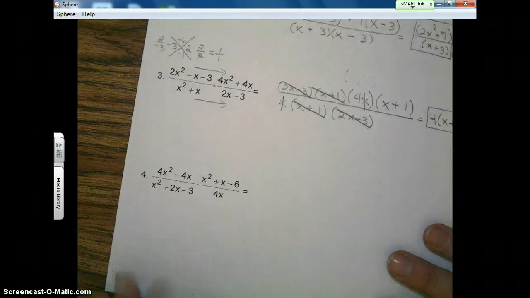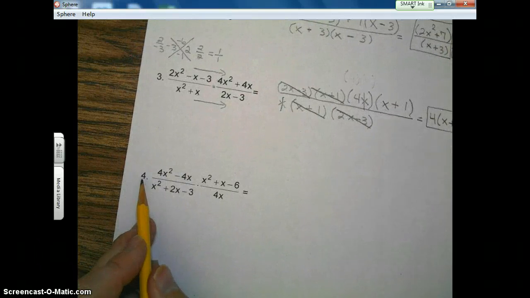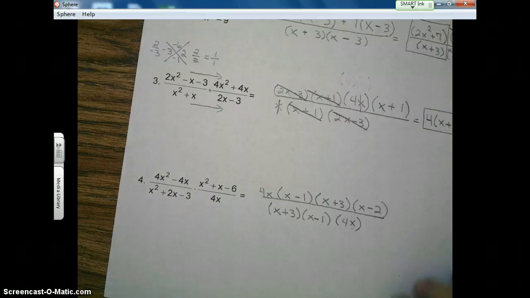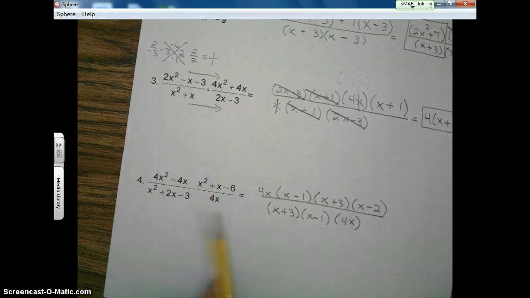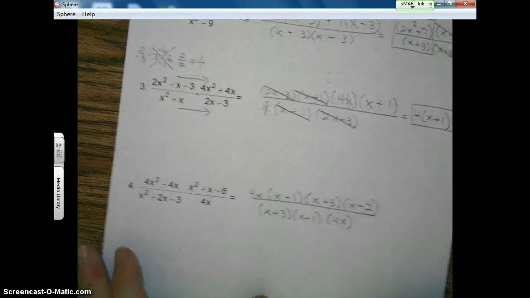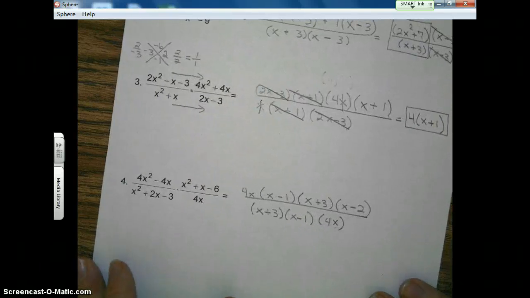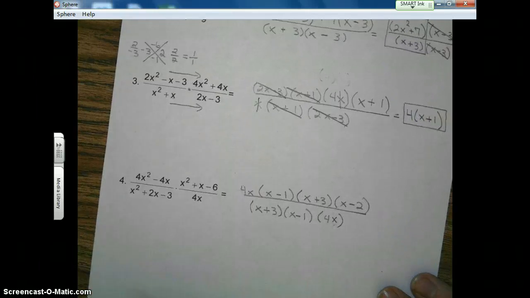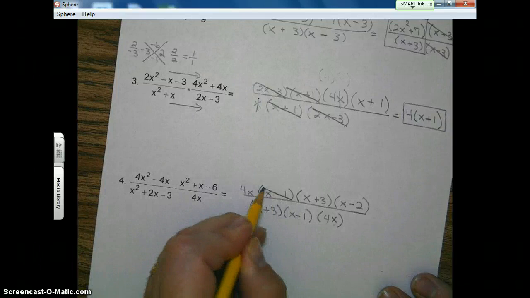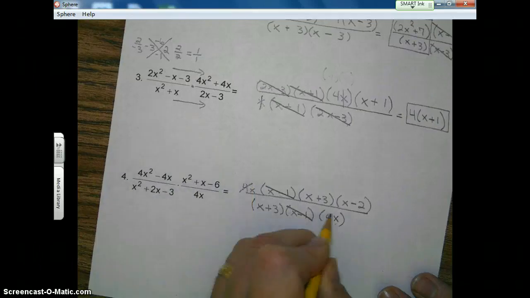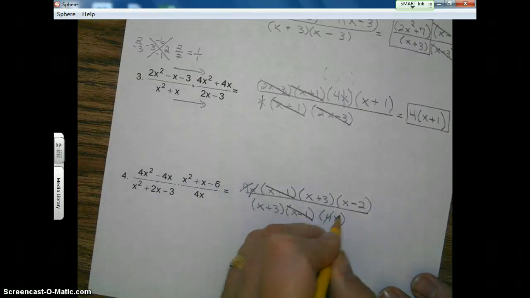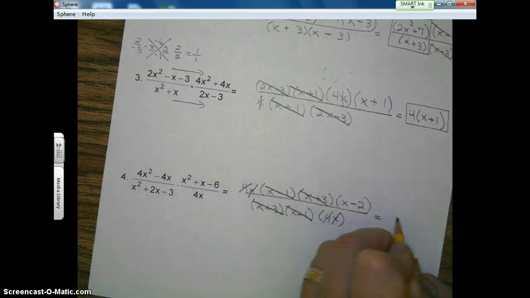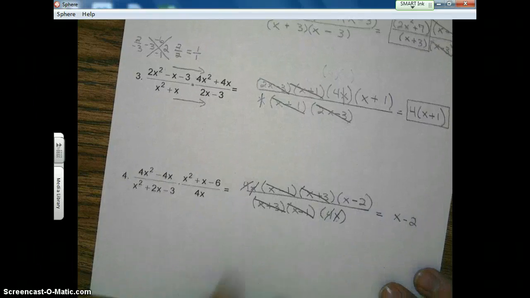Okay, moving along. Number 4. Here we go. I'm going to pause it while I factor all of these. All right. Factored everything. If you have any questions about my factoring, how I got these, please ask me in class. Bring your video notes back to my desk, or when I'm walking around, ask me a question. All right, so let's do some canceling. This group cancels with this group. This 4 cancels with this 4. This x cancels with this x. This group cancels with this group. And we're left with x minus 2. Okay? Turn it over.